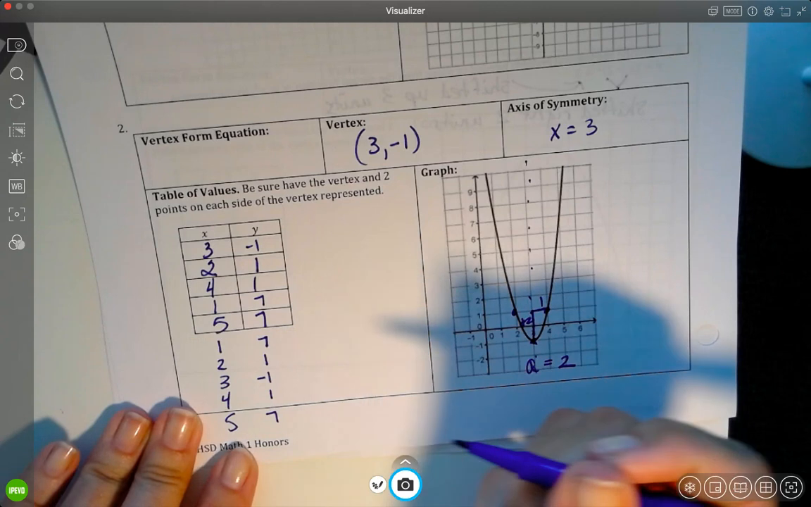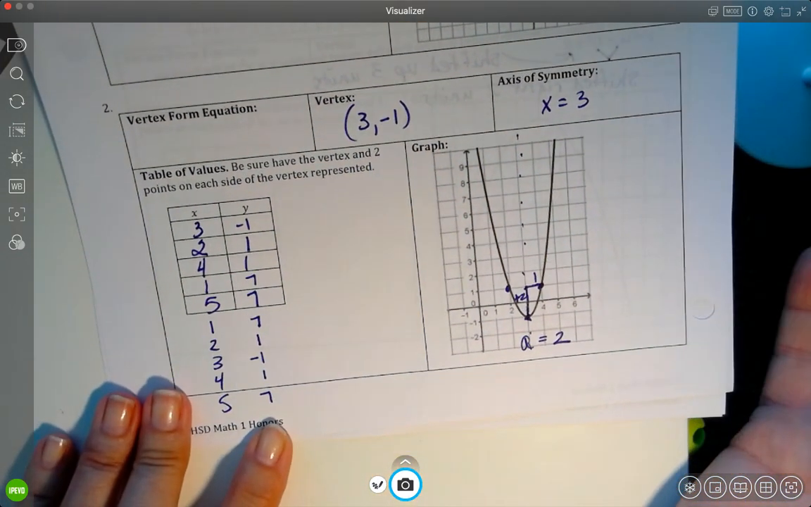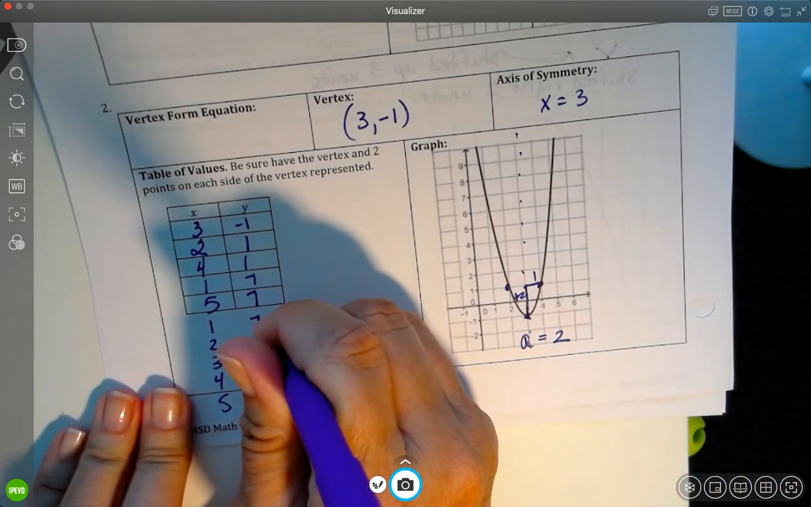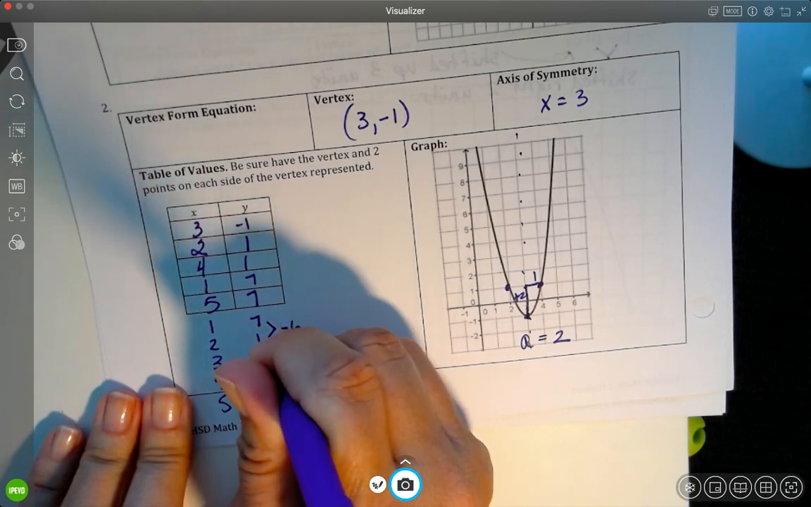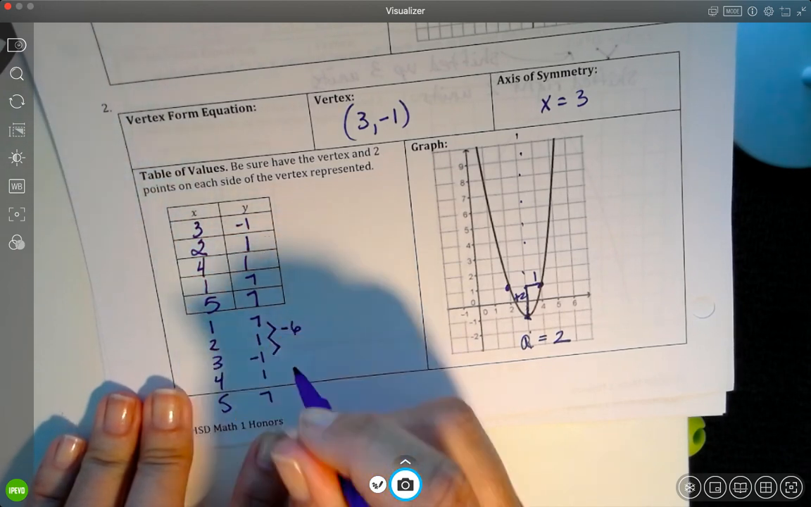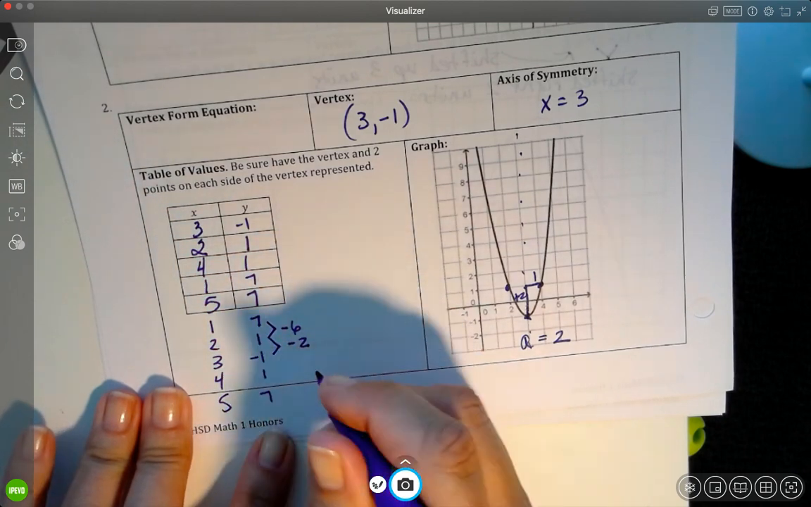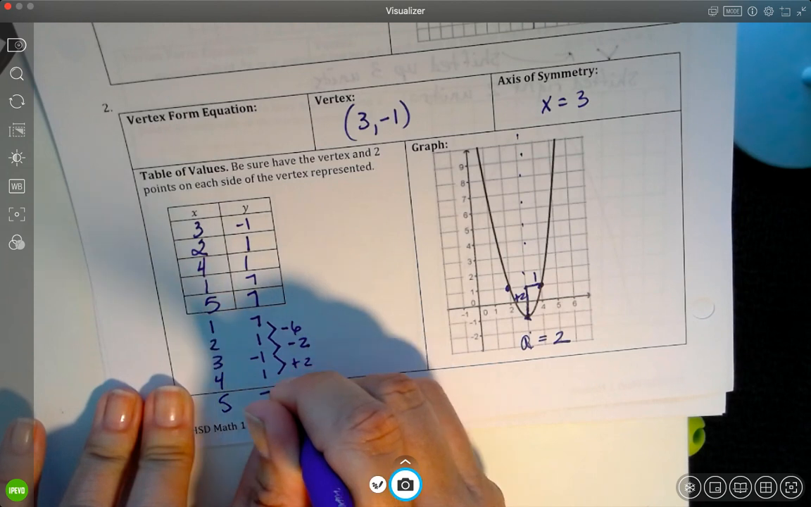Okay, and then I can do what I did before when I was trying to find if something was quadratic or not in Module 9. And I can find the difference, right? So between 7 and 1, that's negative 6. From 1 to negative 1, that's negative 2. From negative 1 to positive 1, that's positive 2. From 1 to 7, that's plus 6.